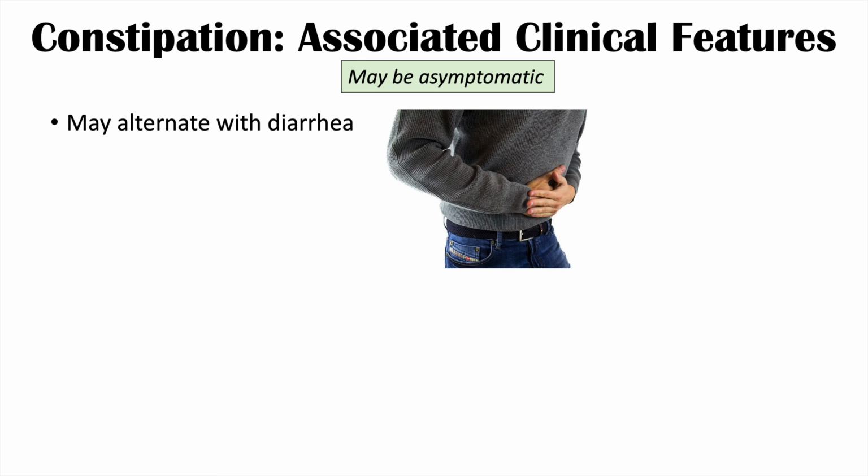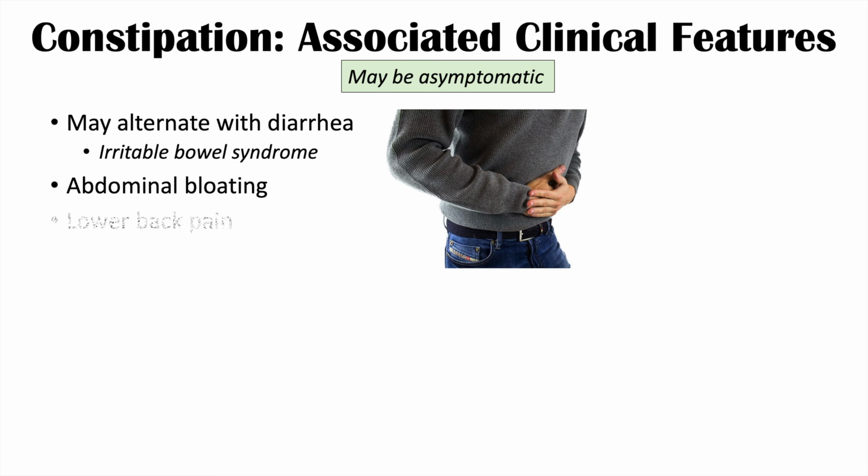So paradoxically, we're talking about constipation here, but if they have a history of constipation and a history of diarrhea that alternates between diarrhea and constipation, this can be something to make note of because this can indicate the patient may have irritable bowel syndrome, which we didn't talk about before, but this can also be a cause of constipation in some patients. Abdominal bloating can also be a related finding with regards to constipation.